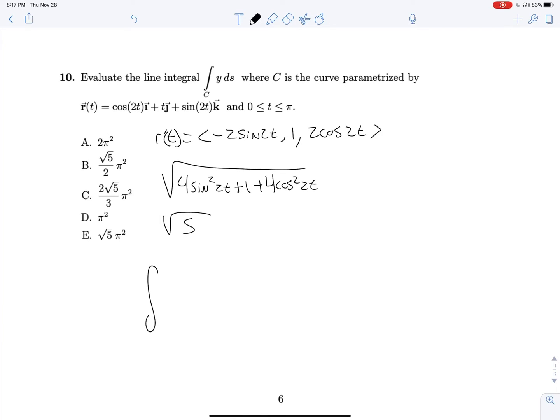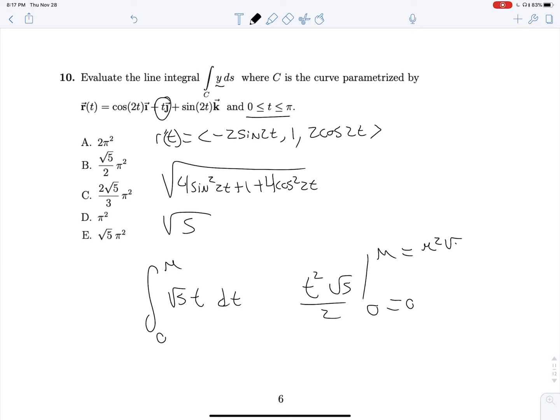So now all we have left to do is take our integral from 0 to pi, like they say our bounds are up here, of root 5 times y in terms of r of t, which is just going to be t, 5t dt. That'll be t squared times root 5 over 2 on 0 to pi, which will give us pi squared root 5 over 2.